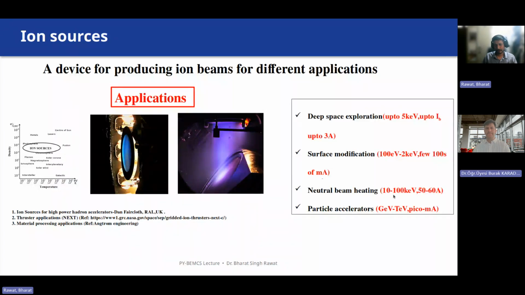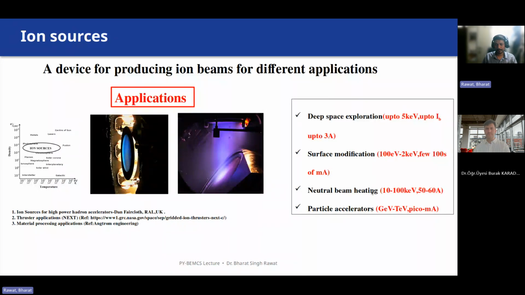In neutral beam heating, which is used for heating the tokamak plasma in fusion application, you need very high power for heating, so you need very high current and maybe medium energy of ion source. So these are typically neutron or hydrogen-based ion sources.